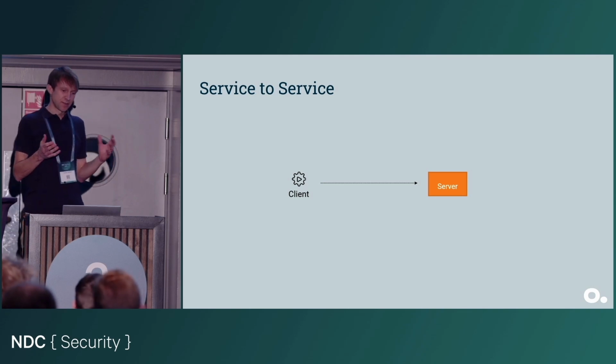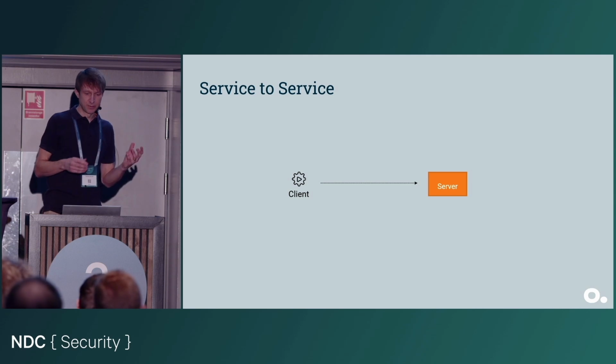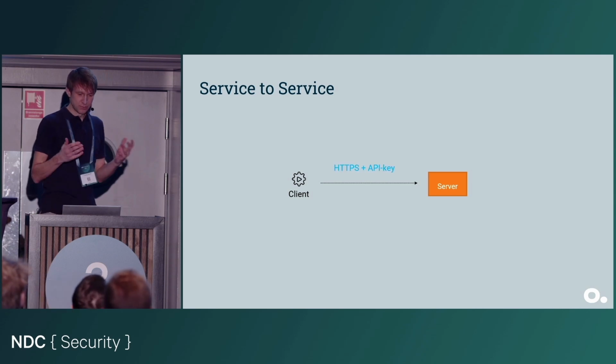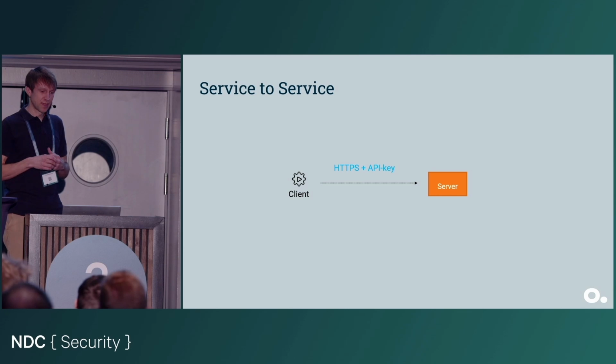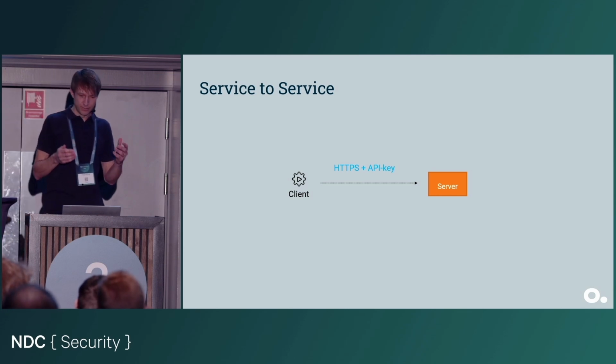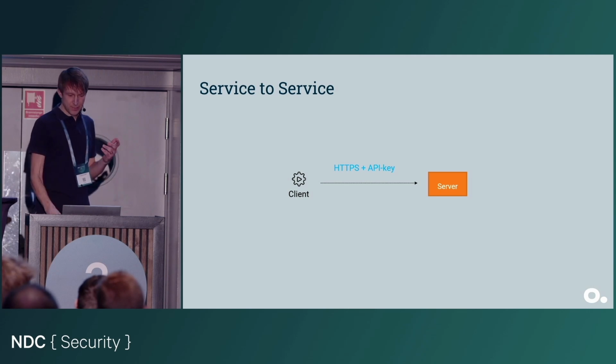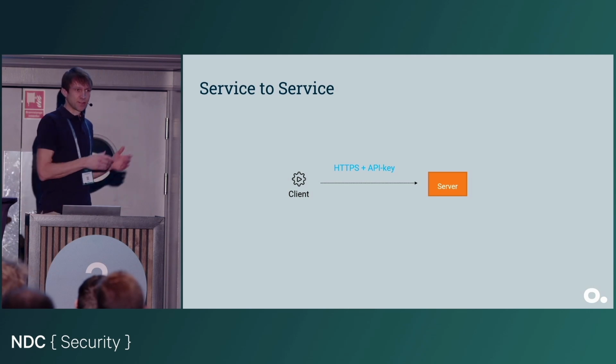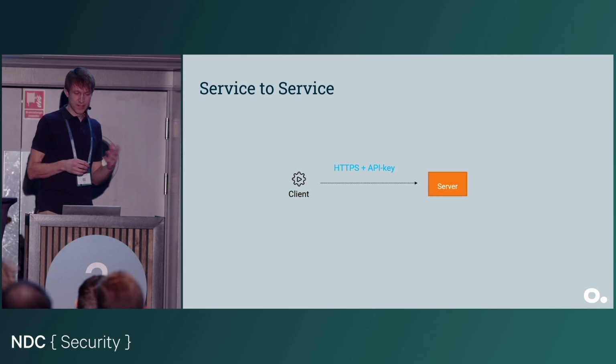So let's say you have a business partner that wants to integrate with you, and they suggest to use HTTPS and an API key. And you get the question, is this secure enough? Then what would your answer be? And if that is not secure enough, what should you use instead?